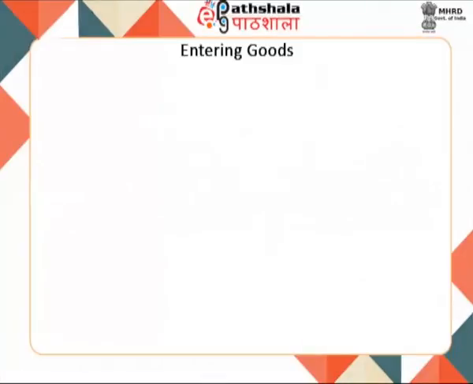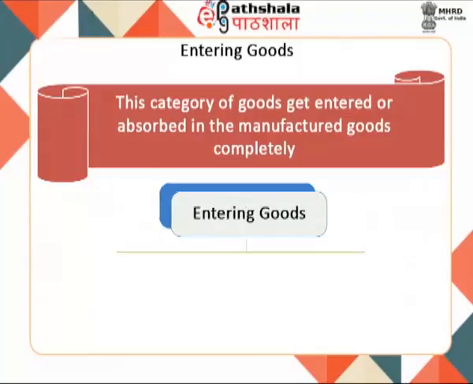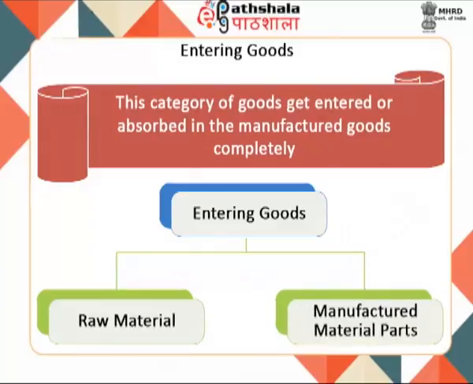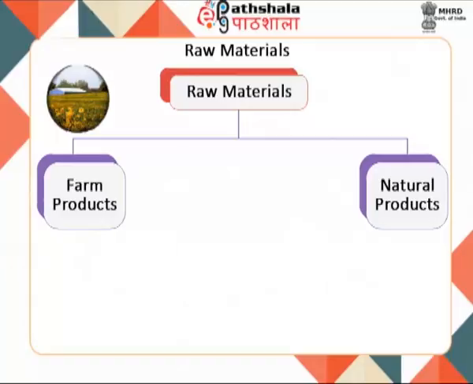Entering goods. This category of goods get entered or absorbed in the manufactured goods completely and become a part of the finished goods after losing or retaining their identity. They are of two types: raw material and manufactured materials and parts. Raw materials. The raw materials are both the farm and the natural products.